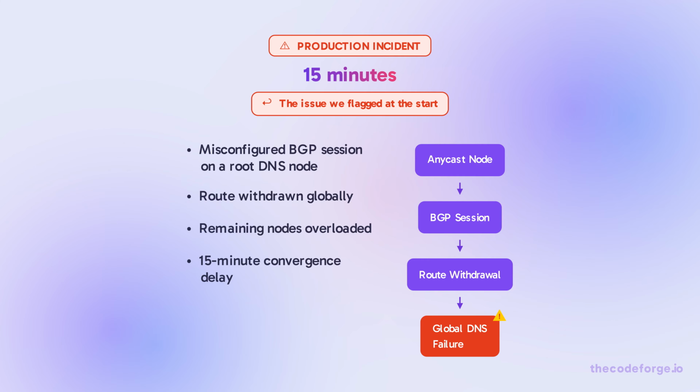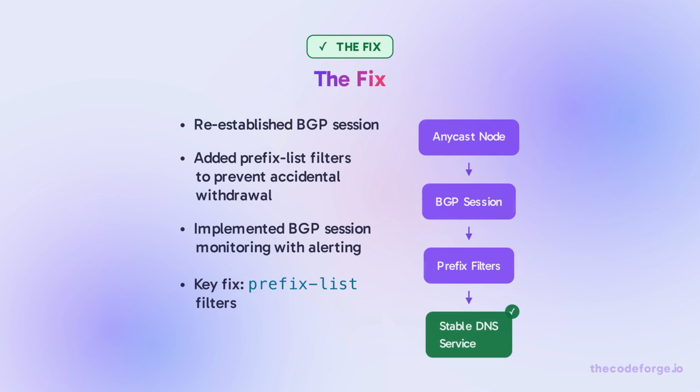A single Anycast node had a misconfigured BGP session that caused it to withdraw the Anycast IP for a root DNS server. The withdrawal propagated globally, and the remaining nodes couldn't handle the traffic spike. BGP convergence took 15 minutes. The fix was to re-establish the BGP session and add prefix list filters to prevent accidental withdrawals. They also implemented BGP session monitoring with alerting on state changes. This prevents a single misconfiguration from taking down global services.